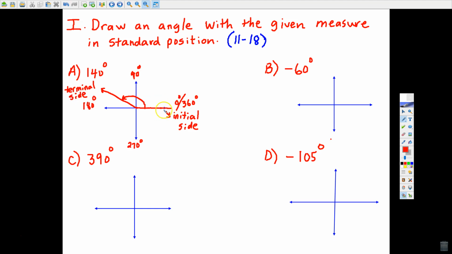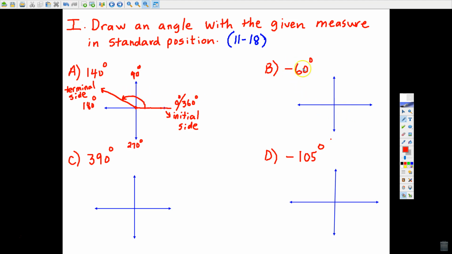All right, the initial side is where you start, and that's always the positive x-axis. The terminal side is the other line that you think will represent the 140 degrees, in this case, made from these 2 lines. And this is, of course, the point of intersection of those 2 lines. All right, so don't forget, draw me an arrow. If it's positive, it's a curve that will indicate counterclockwise.